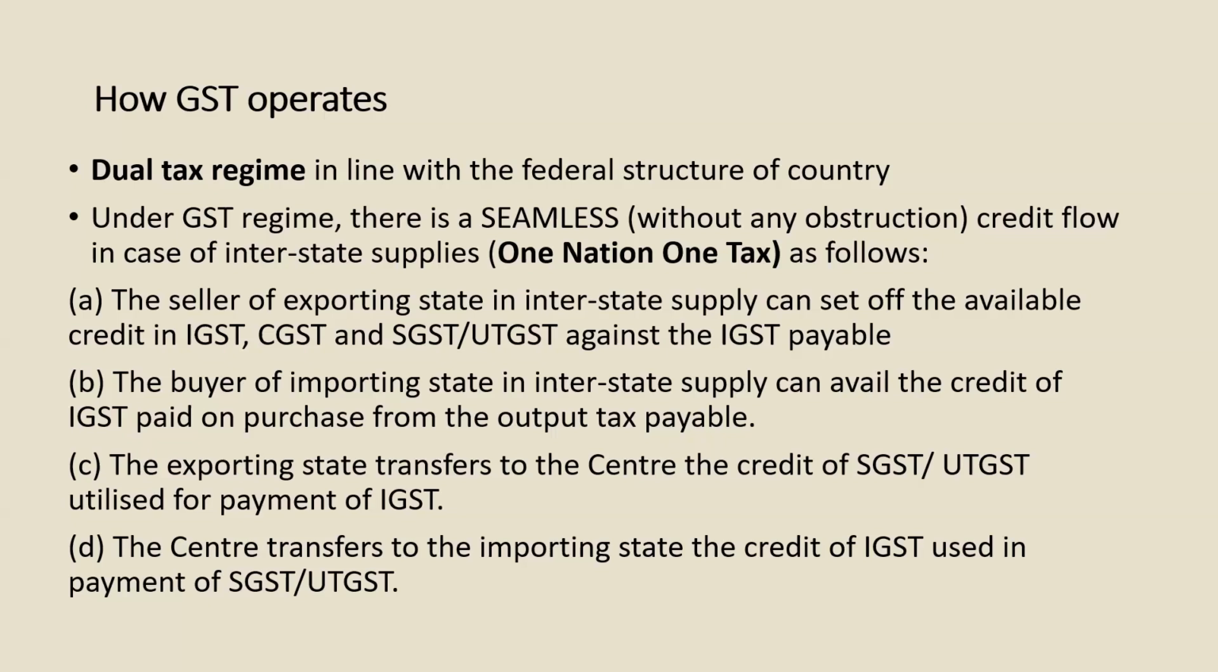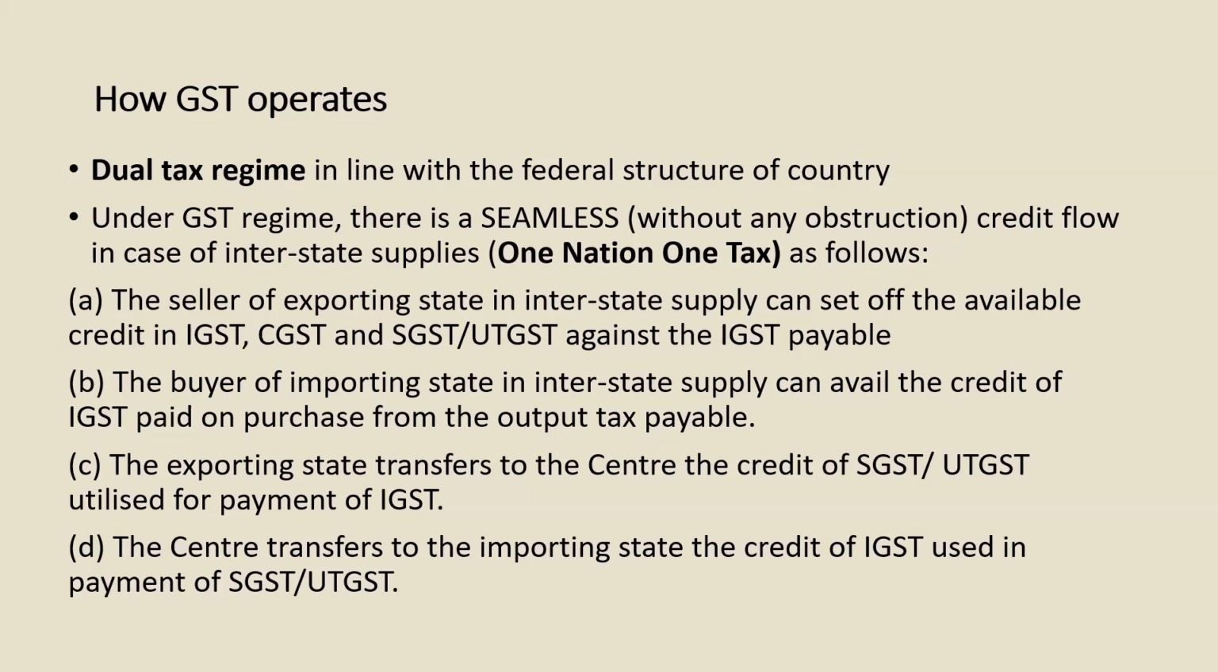Now that has been done away with, and there is only one nation, one tax, which means that if you deposit tax once, at the time of making the sale or supply of goods and services, the credit of that tax is seamlessly transferred to the people to whom it has to go, whether it's the central government, the state government, or the persons who are buying or selling. It is seamless based on the GST network that has been created. That's why there is seamless credit flow for interstate supplies, because it's one nation, one tax.